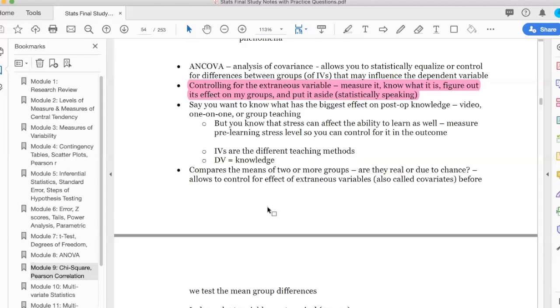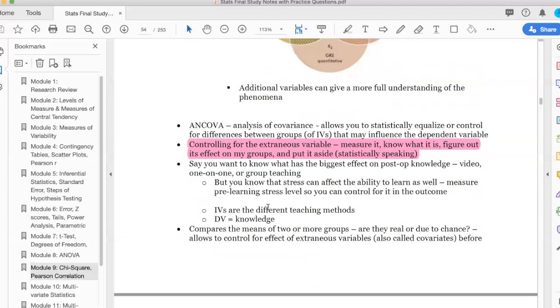And I'll show you, it makes more sense down here where there's a picture, I think.